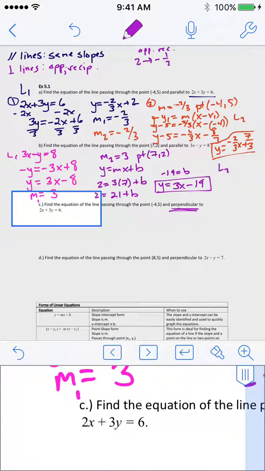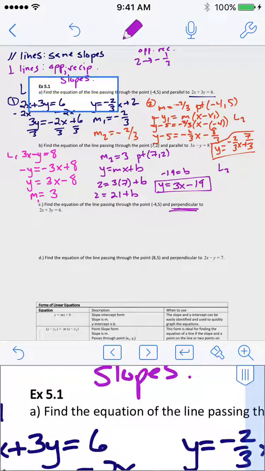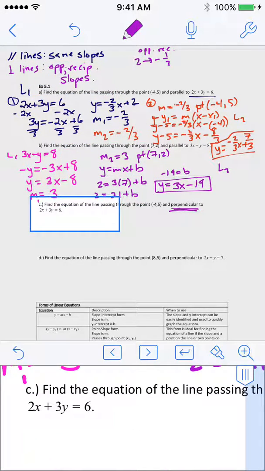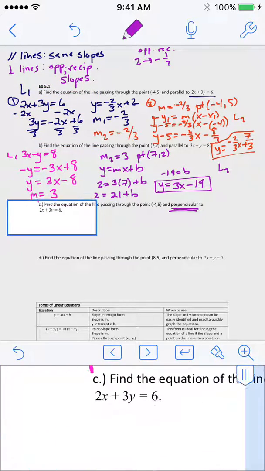Other than that, it is literally the same problem. It is just exactly the same. So since, again, we're dealing with slopes, right, opposite reciprocal slopes, we should put that note down. Since we're still dealing with slopes, we need to find the slope of this first line. So let's go ahead and find that slope. Well, we already did, but let's do it again just for practice, right?